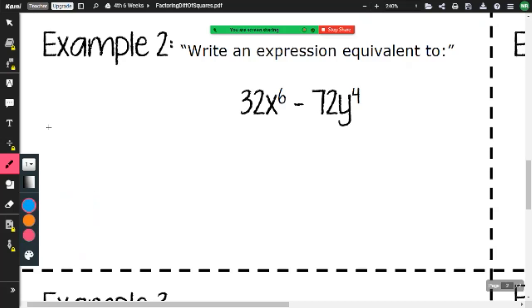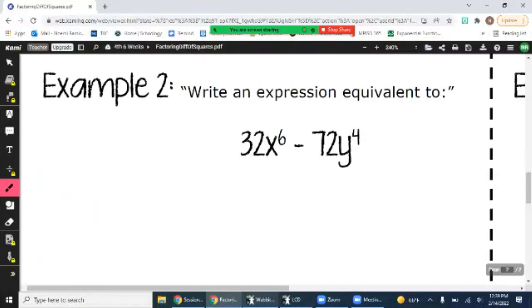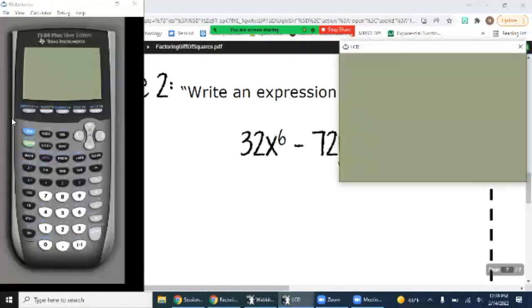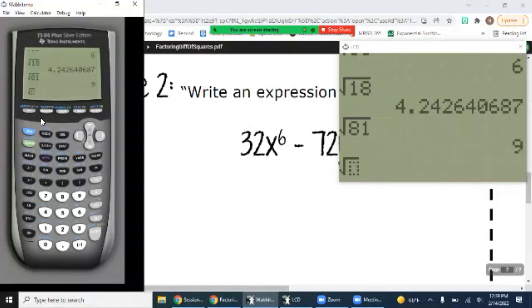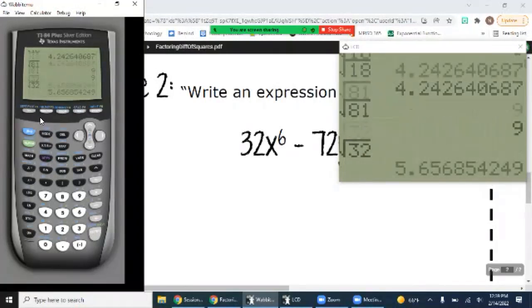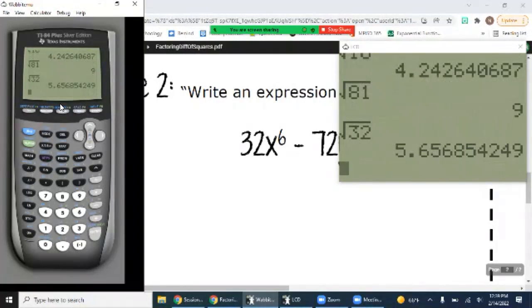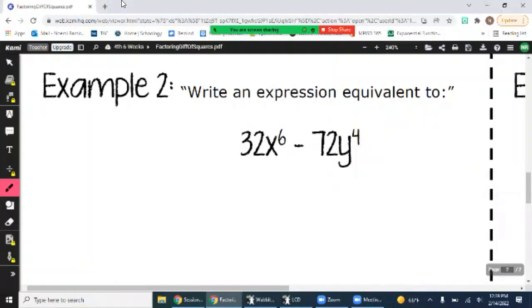Now, what's the first step in difference of squares? To take the square root. But what happens if you take the square root of 32? You get a decimal. So if I get a decimal, does that mean it's a perfect square? No. If it's not a perfect square, what does step one on the front side say? Find the greatest common factor.